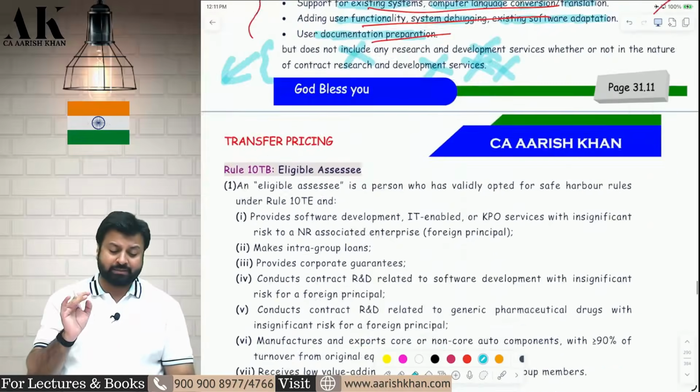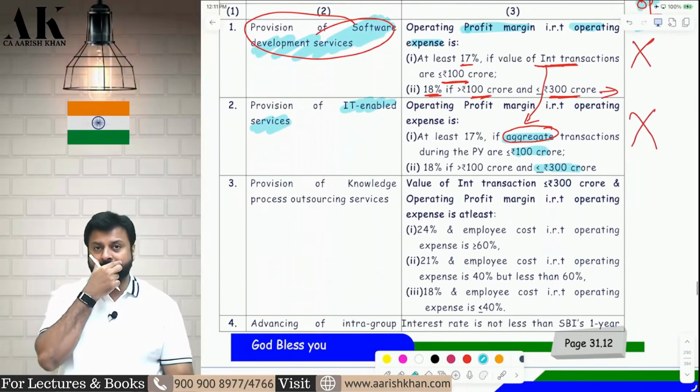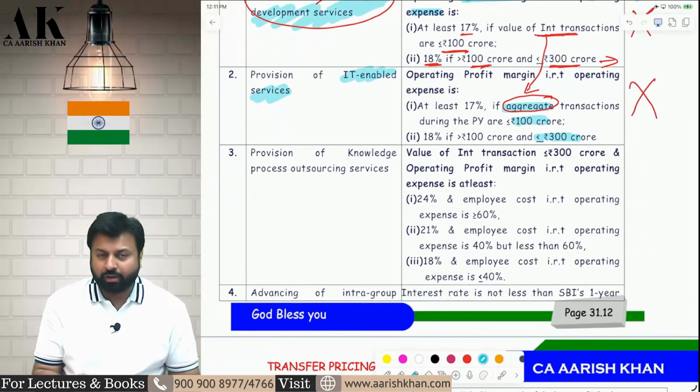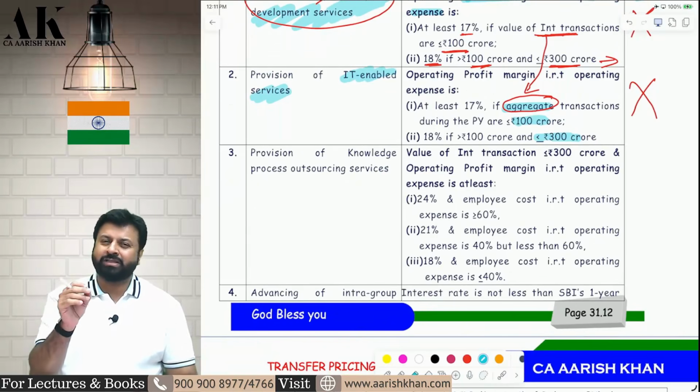Sir, are we supposed to remember this? Don't remember all these things. But yes, nature of business you have to remember. You may forget this, it's okay, but nature of business you try to remember. Don't try to remember what is operating profit, what is operating cost. That they will directly give in the exam.